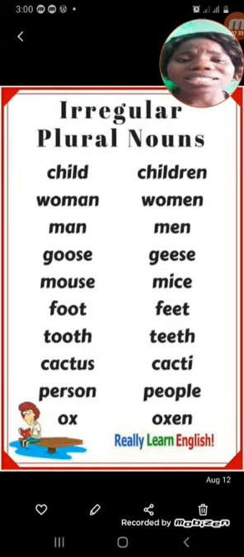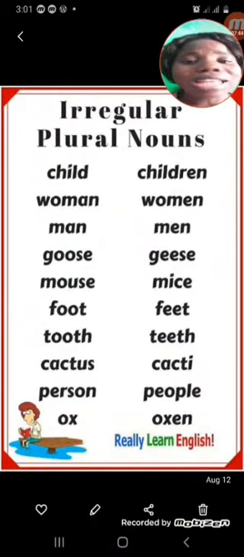Okay, look at it. Child. What is the plural of child? The plural of child is children. Do you get it now? What's the plural of man? The plural of man is men. What's the plural of woman? The plural of woman is women. Do you understand now? Mouse. What's the plural of mouse? We have mice.